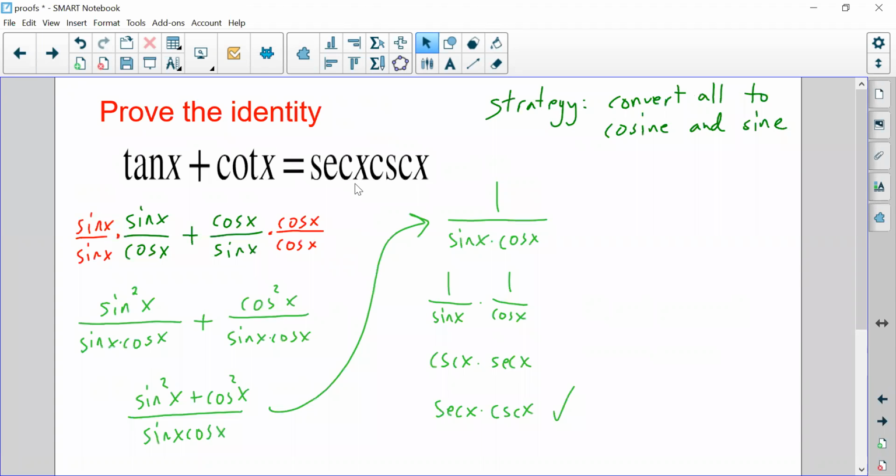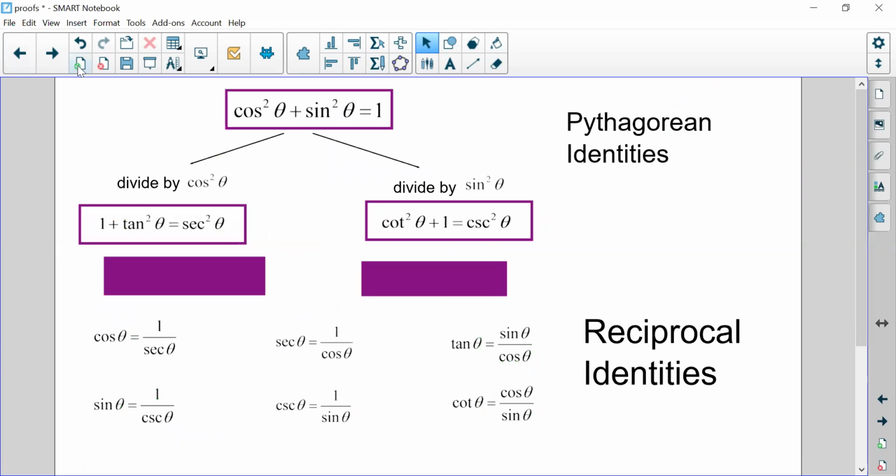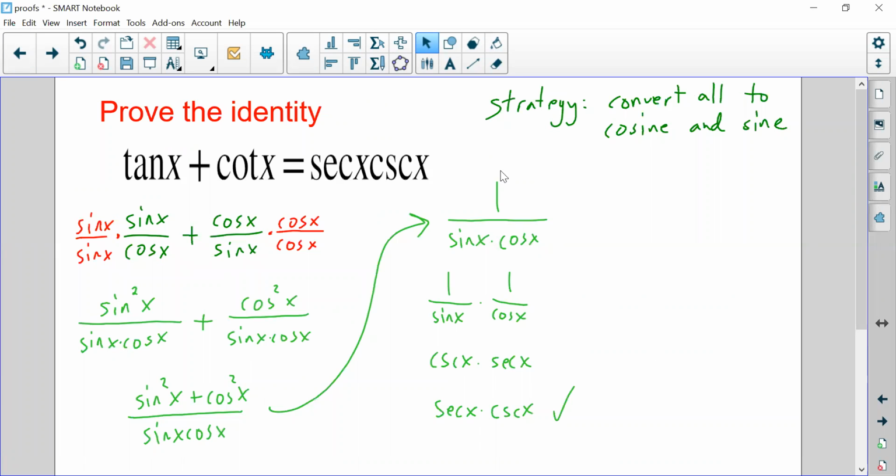A very popular strategy is to convert everything to sine and cosine, which is what we did here. We convert it to sine and cosine, and then we notice that I've got two things that need to become one thing. So that motivated me to get a common denominator and then add the two fractions. Now I've got one thing. So now what? Well, then I recognize that sine squared plus cosine squared is this identity, and that just equals 1. So I replace that with 1, and now what?